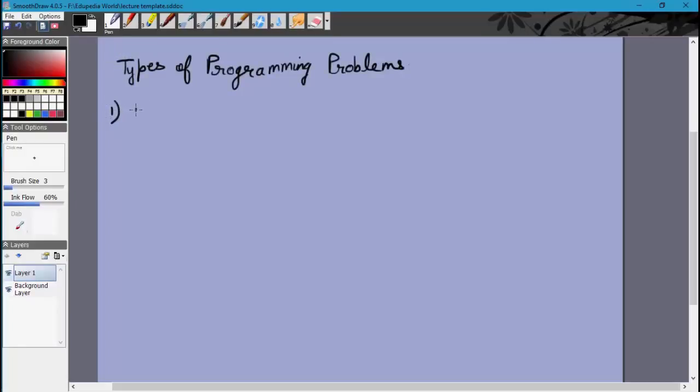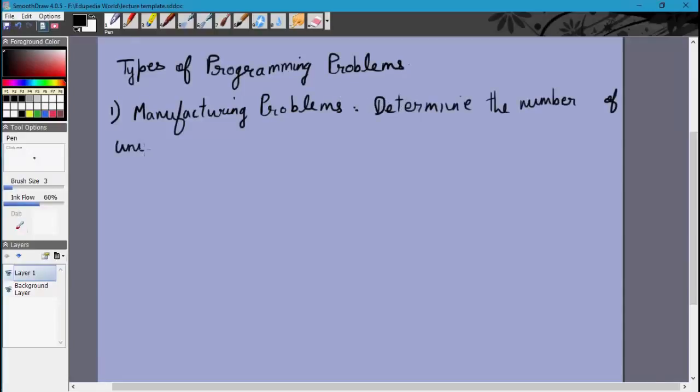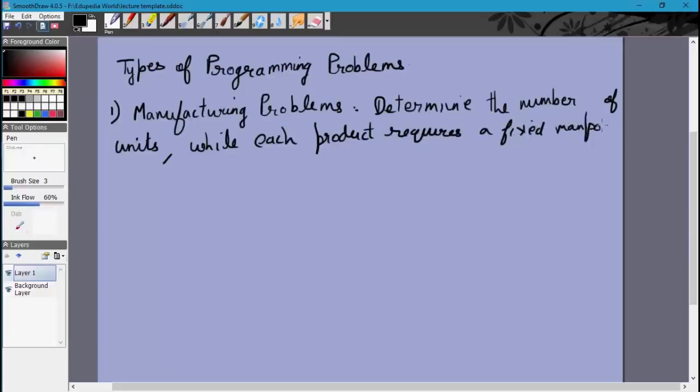The first one would be manufacturing problem. In such problems, we have to basically determine the number of units of particular goods. Like the first problem we did was a manufacturing problem because we had to look at the number of tables and the number of chairs, and there would always be some constraints. So they could be like each product requires a fixed manpower, labor hour, warehouse space, etc.